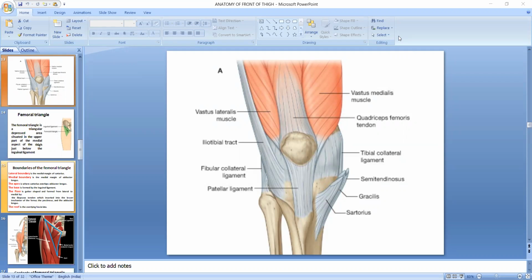And we have discussed anatomy of thigh, front of the thigh, and we have discussed muscles. And today we'll discuss femoral triangle.